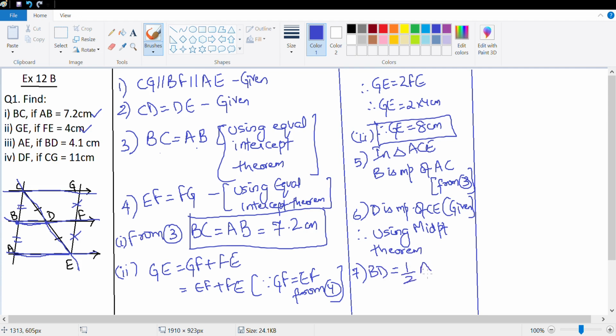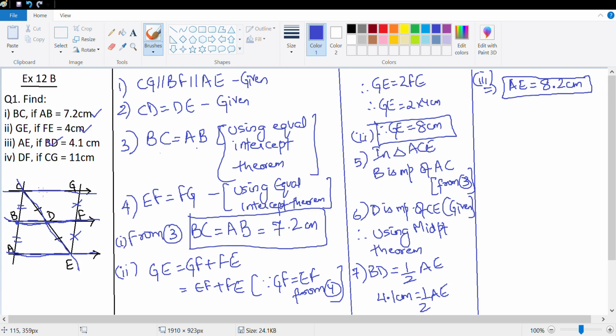half of AE. In this case, AE we don't know, which means BD is 4.1 centimeter is equal to half of AE, which means AE is equal to 4.1 into 2, that's 8.2 centimeter. So that's my third part. This is also done. Next, I need to find DF.